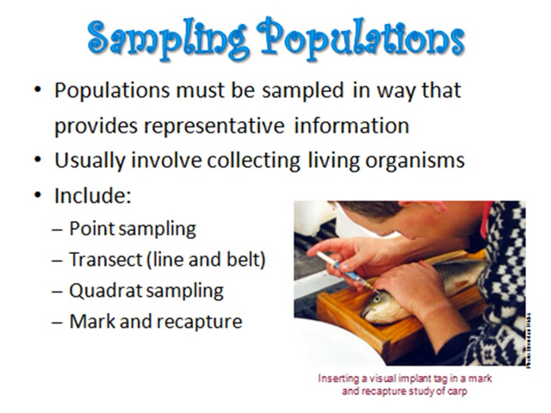There are several different methods of sampling populations, and we're going to talk about each of them. By the way, if you're wondering what's happening in that picture, the scientist there is using a syringe to implant a tag in carp so that they can do a mark and recapture count. And we'll talk about what mark and recapture is on a subsequent slide.